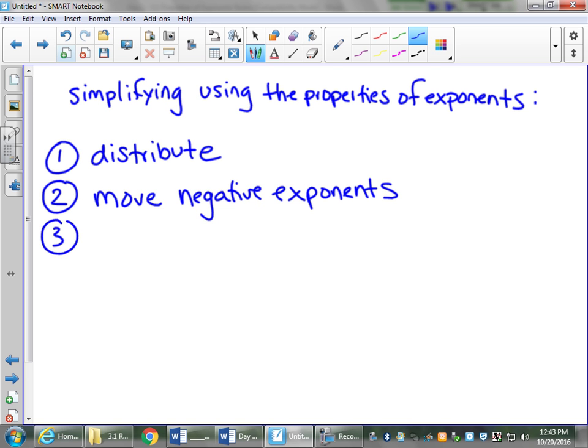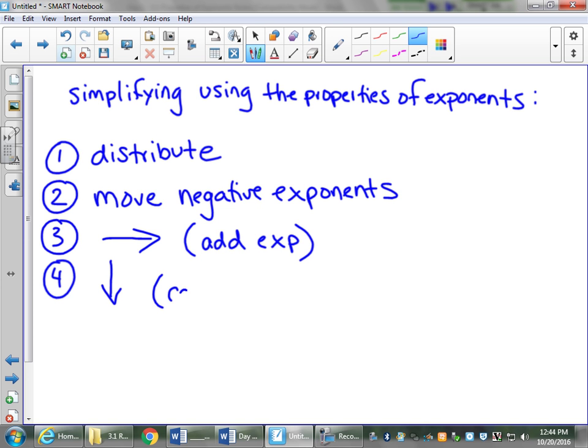Third step, we're going to simplify across. So we're going to look at our problem and go across from left to right by taking anything with the same base and adding those exponents. So that's using property number 1. Okay, if you want to make that note, that's using property number 1. And then step 4, we're going to simplify in a downward direction, and we're going to do any canceling that we can. And that's using property number 2.